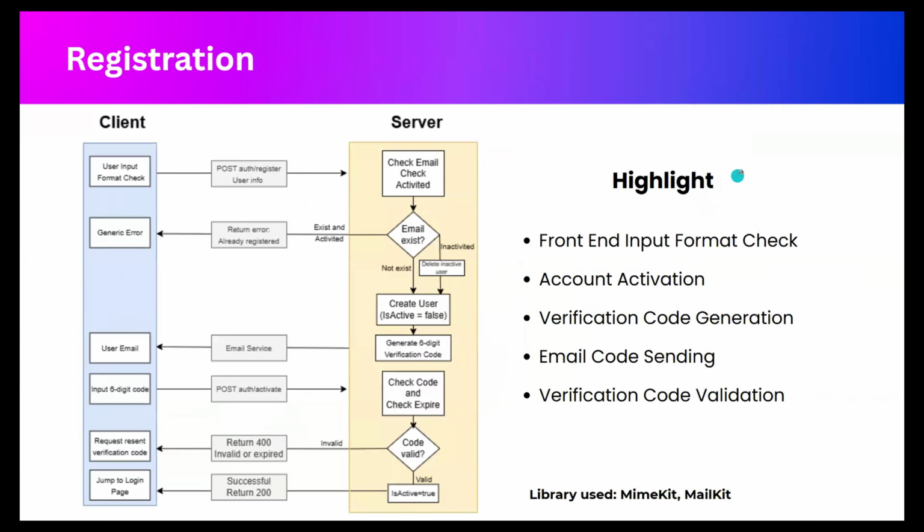Now let's move to the registration part. At the front end, we first check the input format and the password strength, and then our backend will check if the email has been used and if the account has been activated. If it has not been used or not been activated, our server will generate a 6-digit code. This code will be sent to the user's email, and the user can use this code to activate their account.